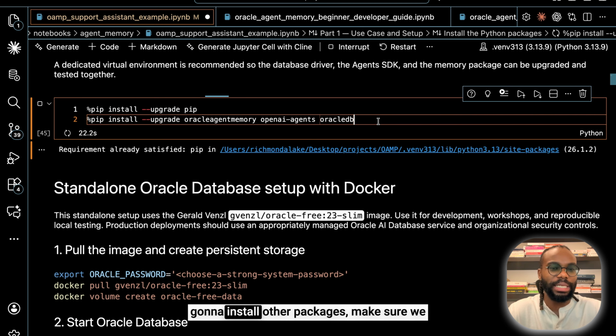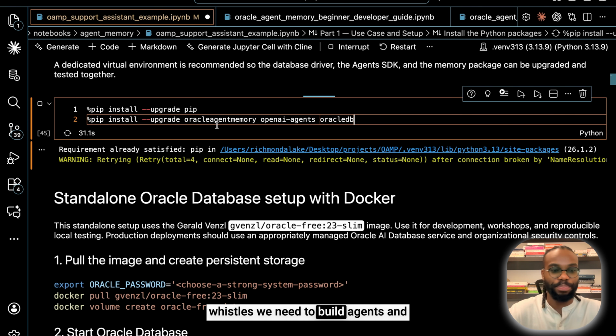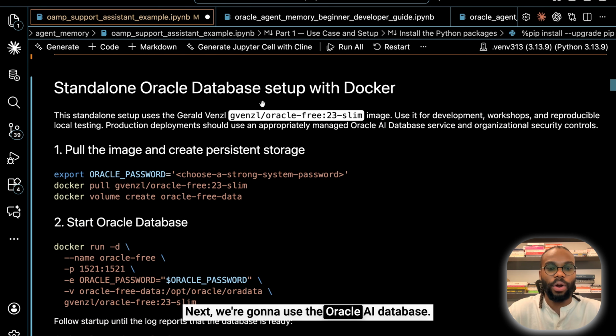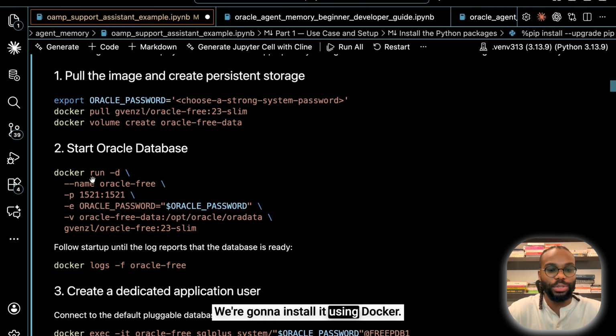It installs all the packages, making sure we have everything in our environment. This will give us all of the bells and whistles we need to build agents and make agents work and have memory. Next, we're going to use the Oracle AI database. That's the memory substrate of our choice. We're going to install it using Docker.